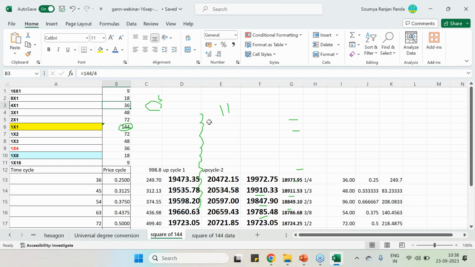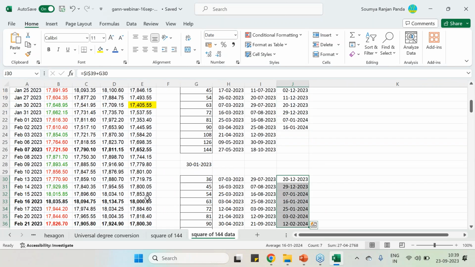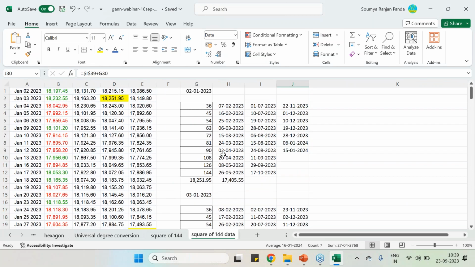What importance do these numbers have? Because in this sequence there will be a trend change date. So now we'll see the timing part. What is the timing part? Fine. So we got all this Gann square of 144 numbers: 36, 45, 54, 63. These are all time cycles.